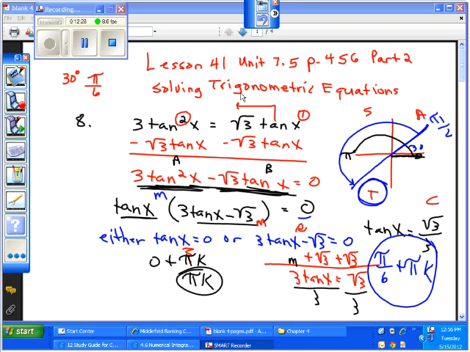Some of you are bogging down because you're trying to make one problem look like another. Once you get going, you just use plain old Algebra 1. Plain old Algebra 1. Okay?